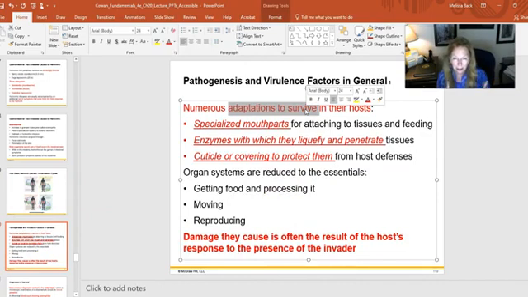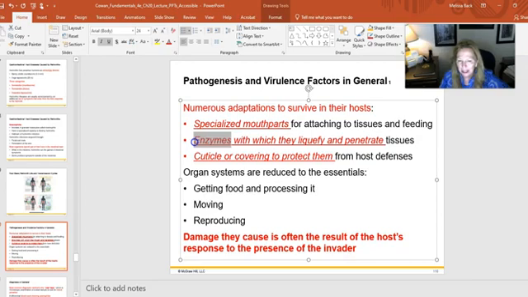They have many adaptations to survive. You know, parasites really want to survive in their host. They don't really want to kill their host, because if they kill their host, then they die too. So they've evolved along with their host. Many of them have specialized mouth parts for attaching to the tissues, the inner linings of the intestines. Some of them produce enzymes that liquefy and penetrate the tissues so that they can actually enter into them. They have coatings that protect them from our immune response.